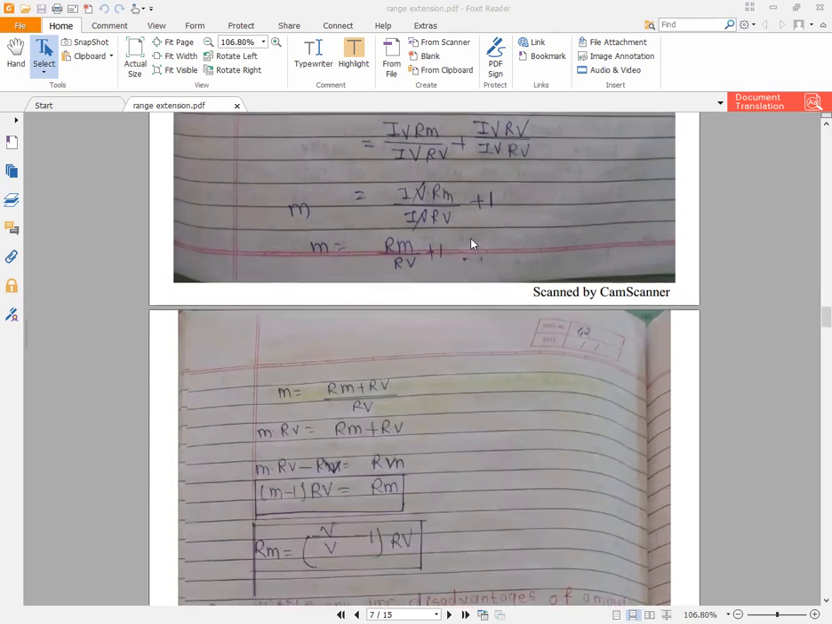So simplify this one, M equals Rm plus Rv divided by Rv. So M will be multiplied here: M into Rv equals Rm plus Rv. Let's take the same terms to one side. So M Rv minus Rv equals Rm. Therefore, Rv will get common: (M minus 1) into Rv equals Rm.